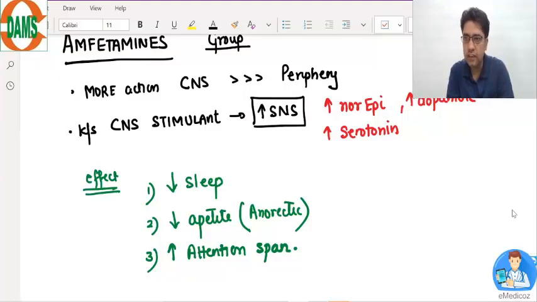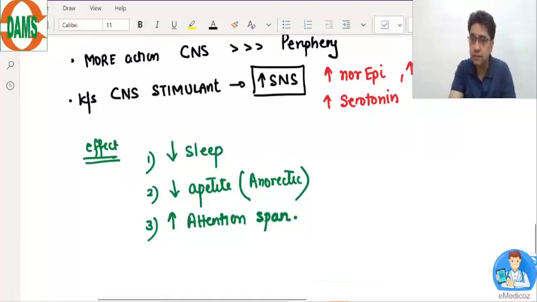So tomorrow you have an exam, you haven't purchased your book yet, and you don't have any time to sleep or eat, and for the first time you are reading a subject, your attention span will be very good. So students generally abuse this drug. But remember, you should not abuse this drug, it's a very dangerous drug.